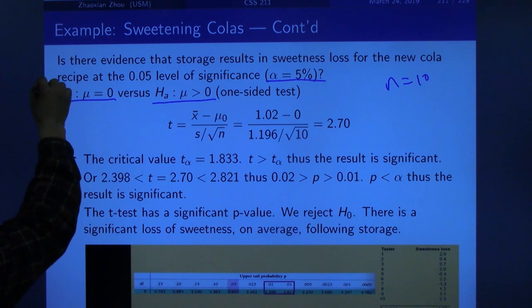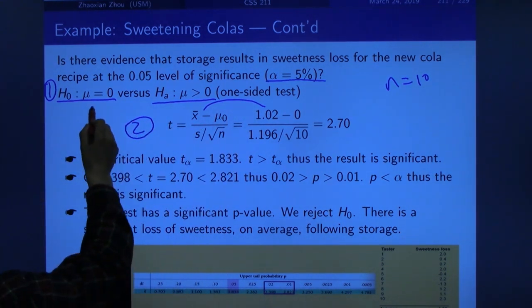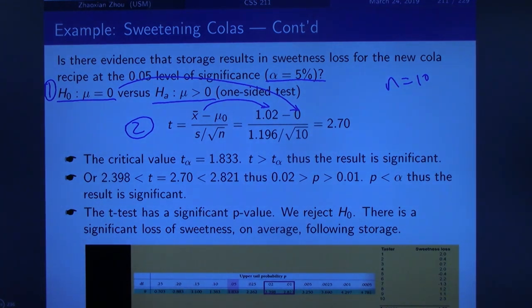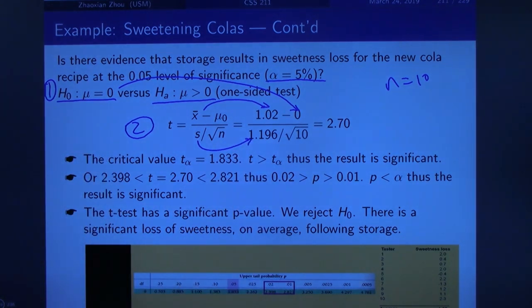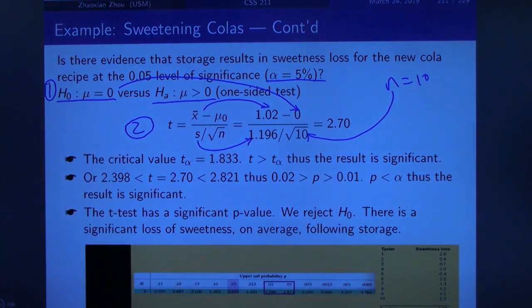So this is step 1. Step 2 is we calculate the t statistic. We are given the 10 numbers, and we calculate x bar, which equals 1.02. We should not have any difficulty calculating this number. And mu 0 is from our H0, so mu equals 0 here. Then we divide by S. S is from that sample of size 10, so we should not have any difficulty calculating S, and this S is calculated as 1.196. And n is the sample size, which equals 10. We are given all these 4 numbers, we plug them in, and we calculate t equals 2.70.